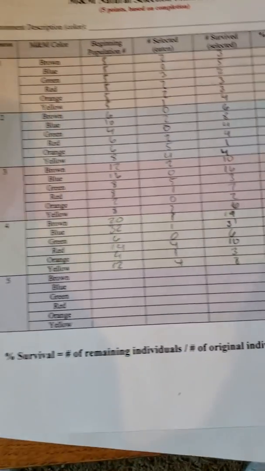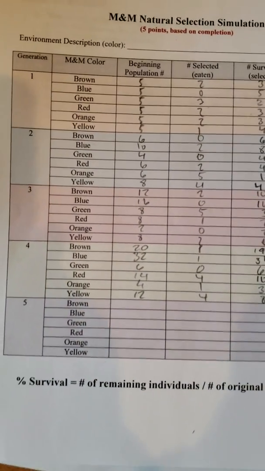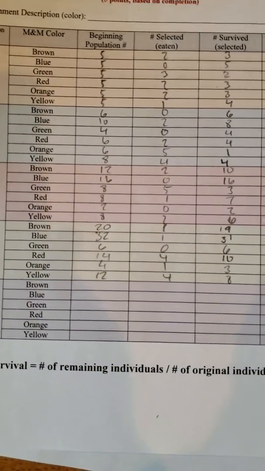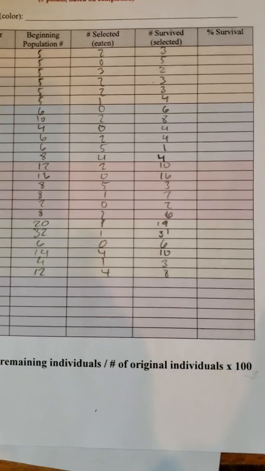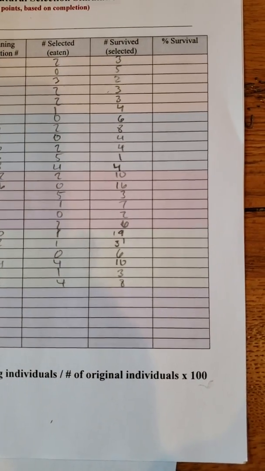in each generation. So here's the formula. Percent survival equals number of remaining individuals divided by number of original individuals.